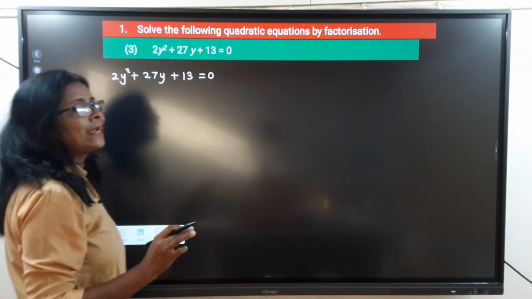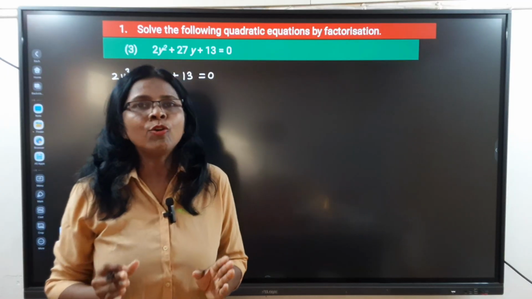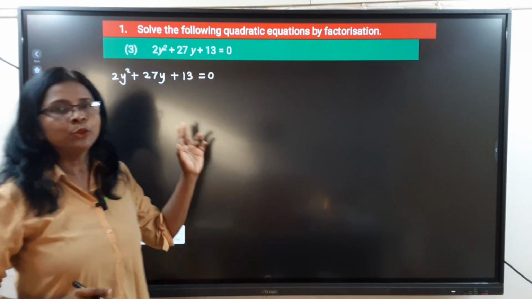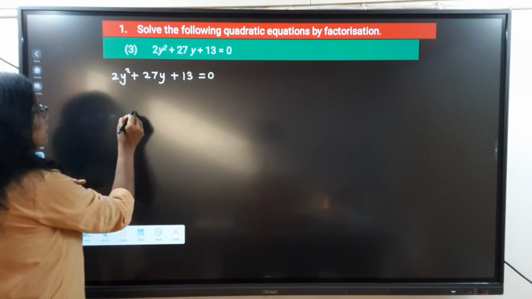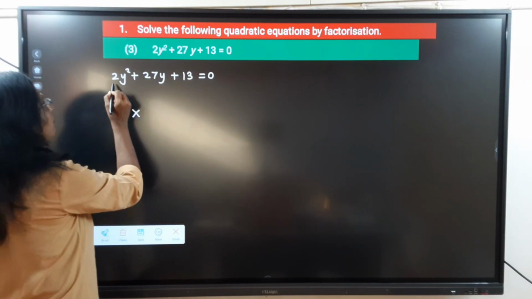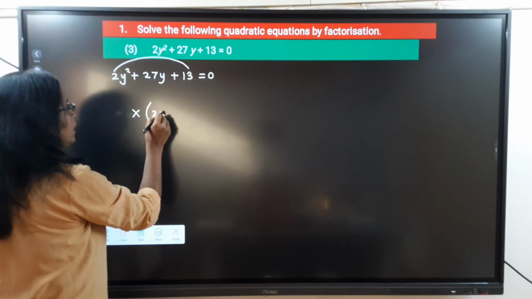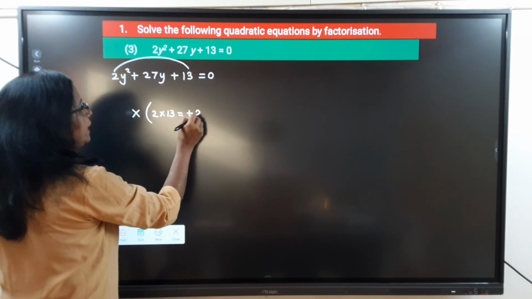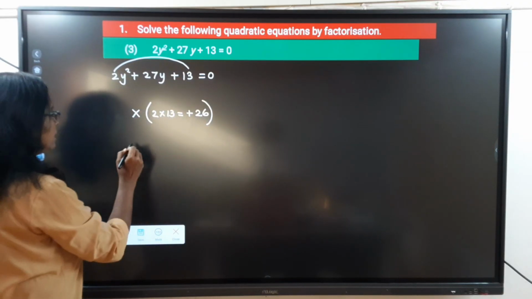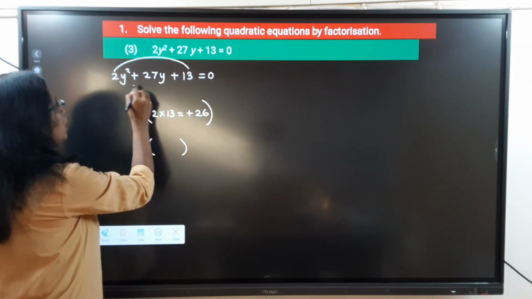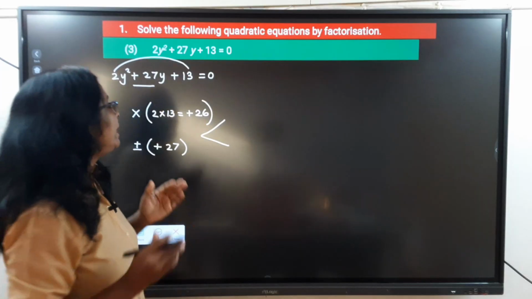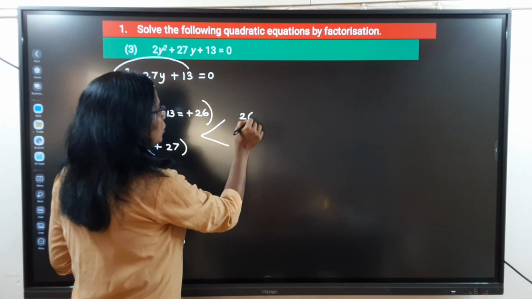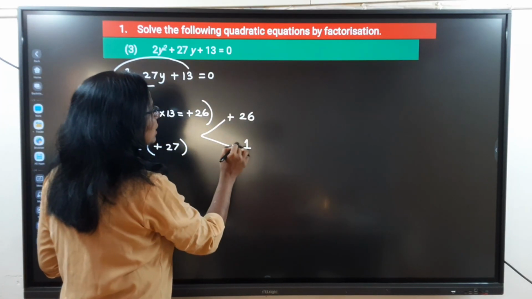Now here, students, the first term has a coefficient other than 1, and that is 2. So we have to search out two numbers such that their product will be positive 26 and their addition or subtraction will be positive 27. Such two numbers are 26 ones are 26, that is positive 26 and positive 1.